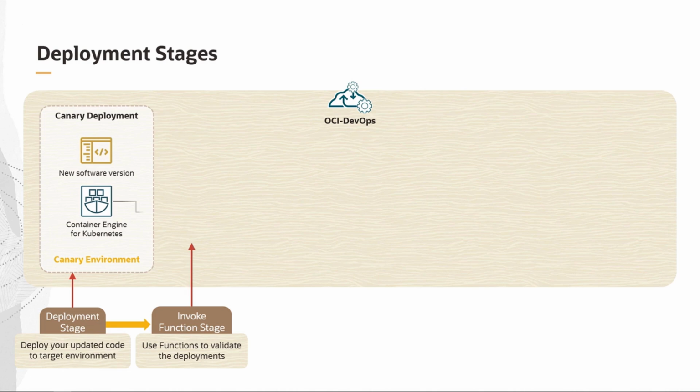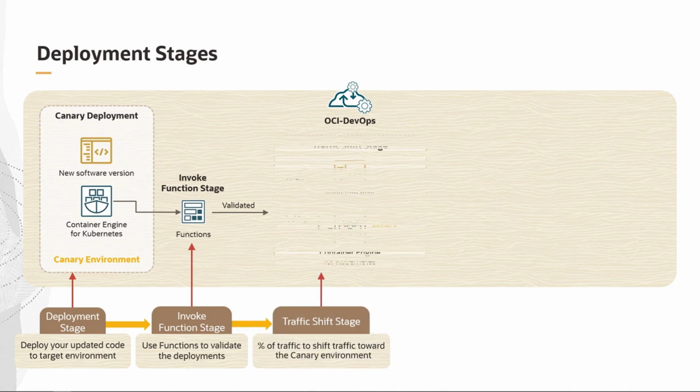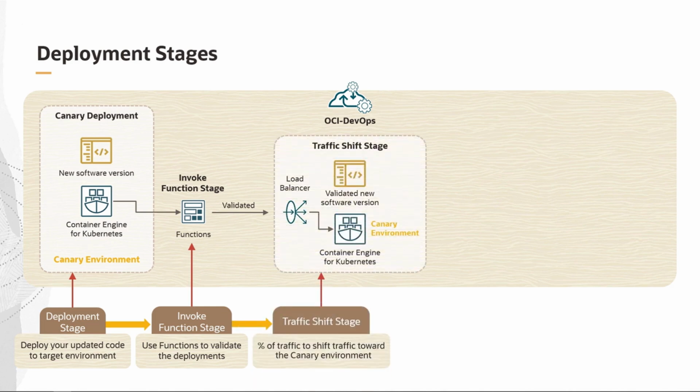The next stage is the invoke function stage, which again is an optional stage. In this stage, a custom function can be added to the pipeline to validate the deployment in the canary environment. The invoked function tests the new version before moving to the production environment. The third stage is the traffic shift stage. In this stage, part of the production traffic is shifted to the canary environment.